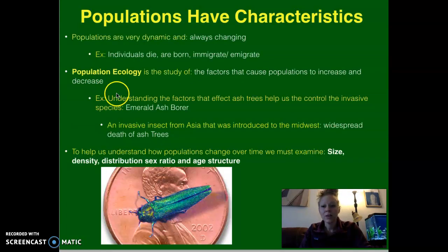And so populations have characteristics. They're changing, they're dynamic. Organisms are going to immigrate or emigrate, which means they're going to come into an area or they're going to leave an area. And sometimes these have problems. Sometimes if the numbers of a species get too low, we studied bottlenecking. If that number gets too low, then the genetic diversity starts to decrease, and that becomes problematic.